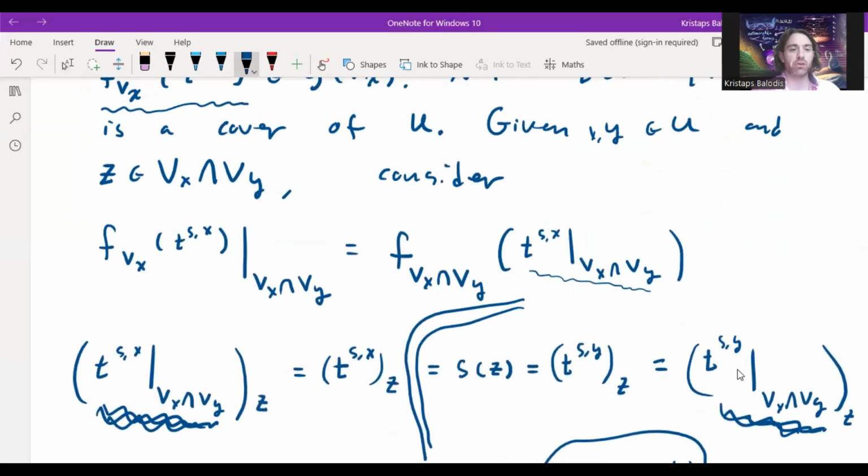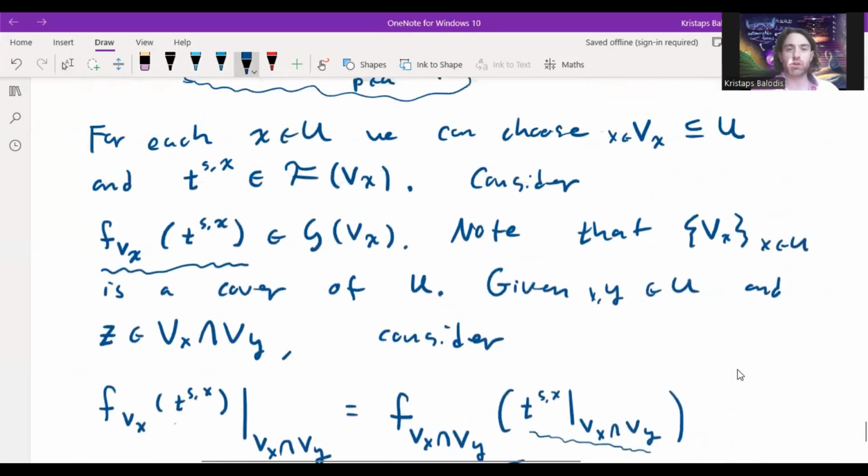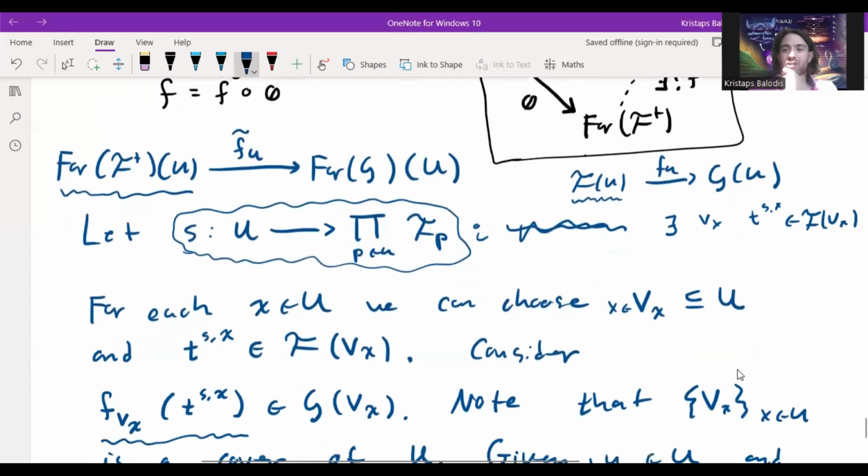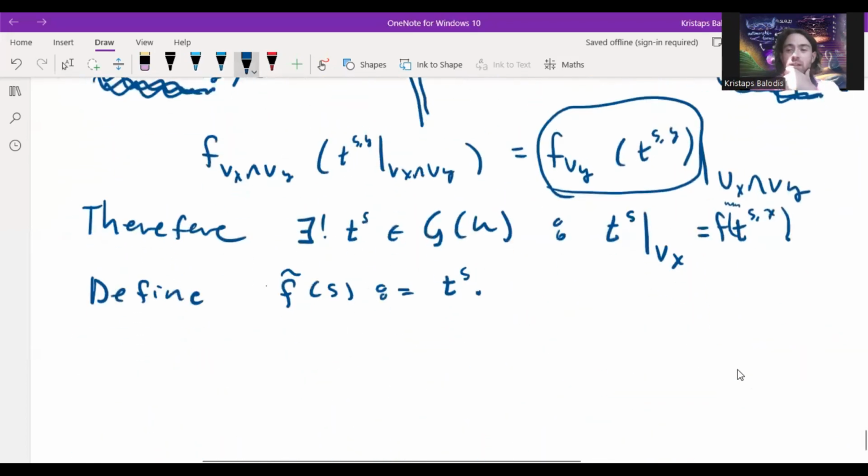Because a priori, we're using the defining property here, that there exists some choices of Vx and TSX in f of Vx, right? But what if we made different choices of those? Well, because of the sheafy nature of the whole situation, this map is still going to be well defined, basically because of this restriction property. So there are things to check there, and I am not checking them. But I want to be clear that there is technically more work that needs to be done.